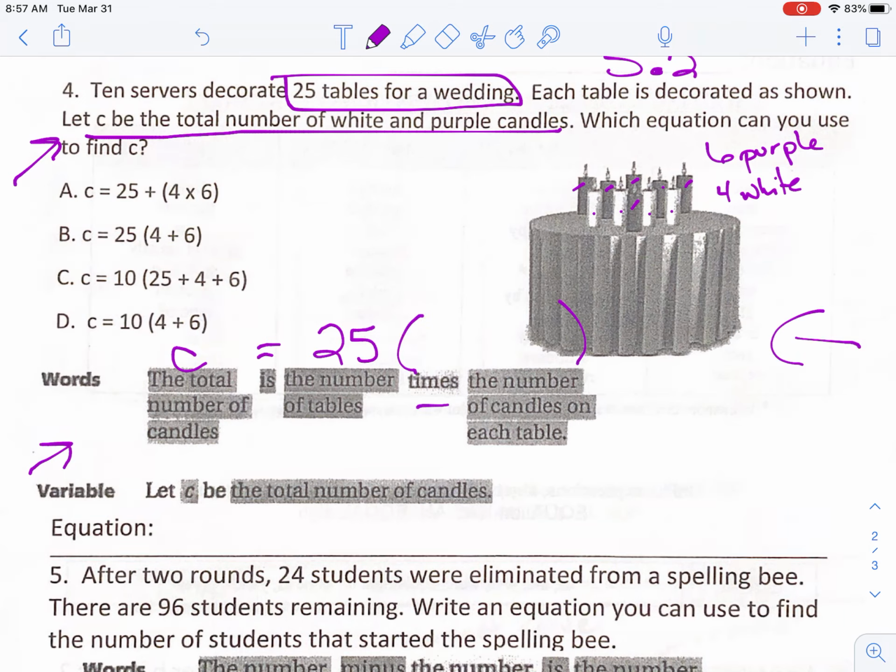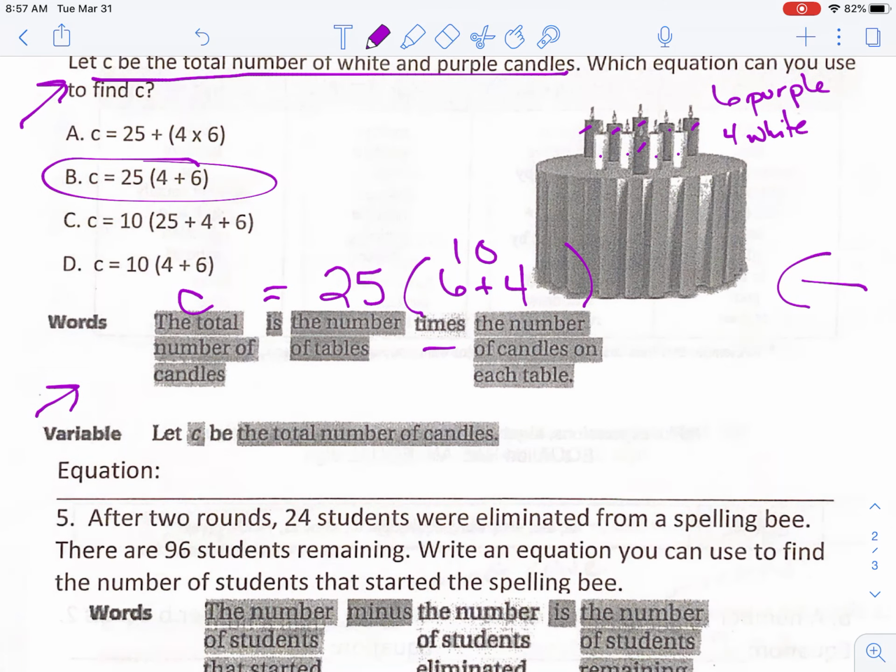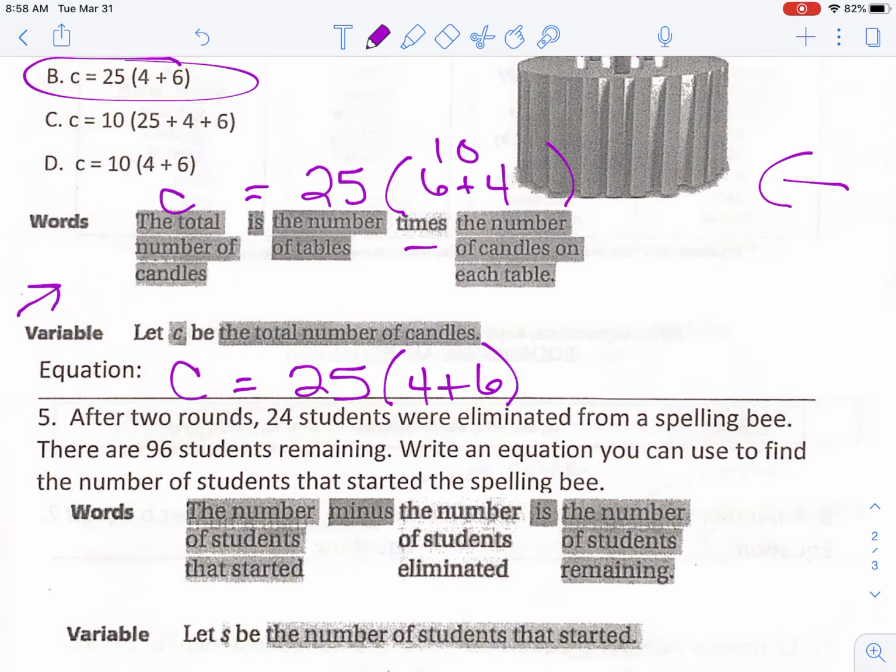So we're going to be multiplying the number of candles on each table. Well, you could say 6 plus 4 here, or you could say 10 here because there's 10 candles per cake. It did talk about white and purple, so you would say 6 plus 4 or 4 plus 6. So letter C is the same one. And then again, it just has us writing it as an equation. Let C be the total number of candles. So C equals 25 tables times 4 plus 6 or 6 plus 4. Either way. Okay.